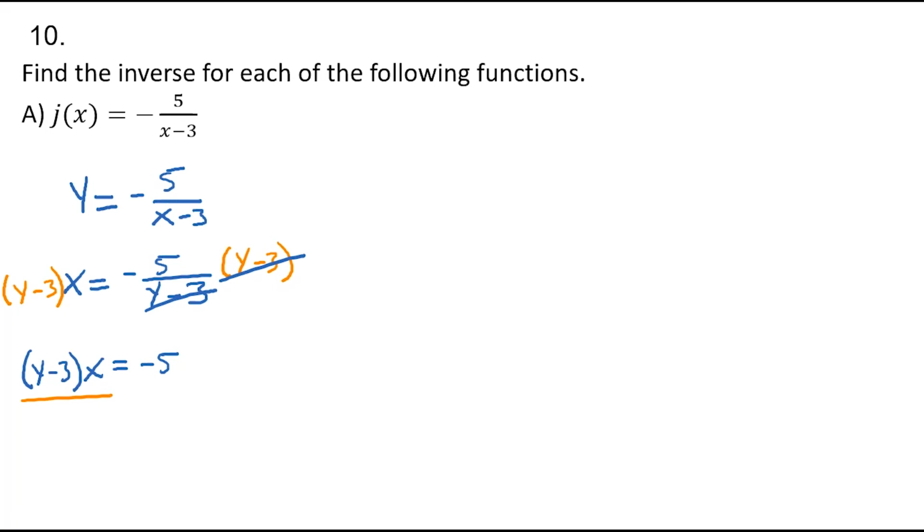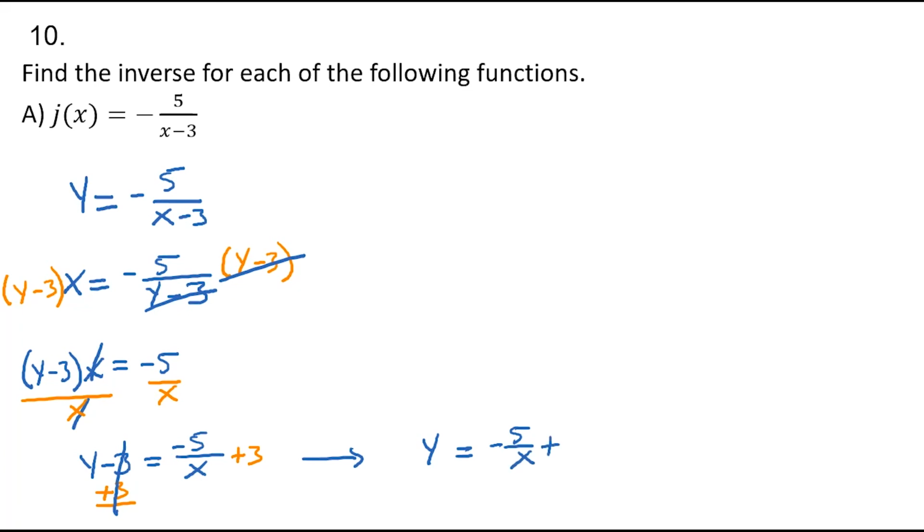Next is divide both sides by x. So this should eliminate the x on the left side, and the result is y minus 3 equal to negative 5 over x. All right, and then add 3 to both sides. So this eliminates the 3 on the left side. So the result is y equal to negative 5 over x plus 3.